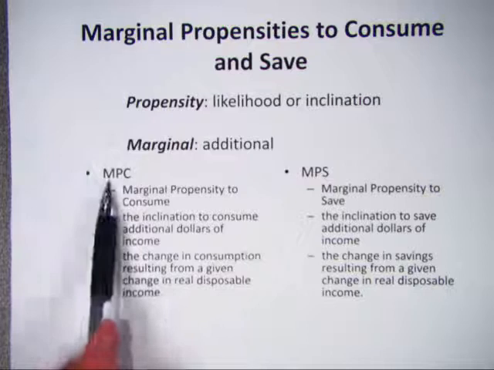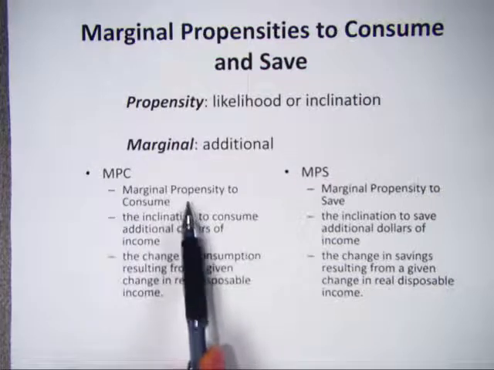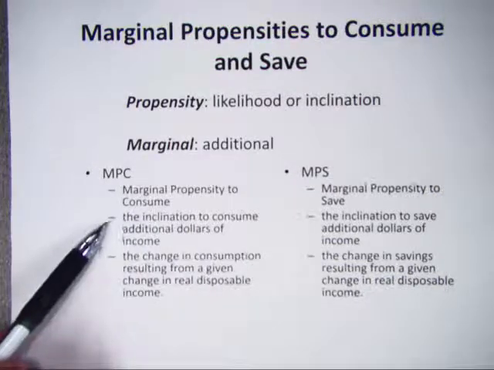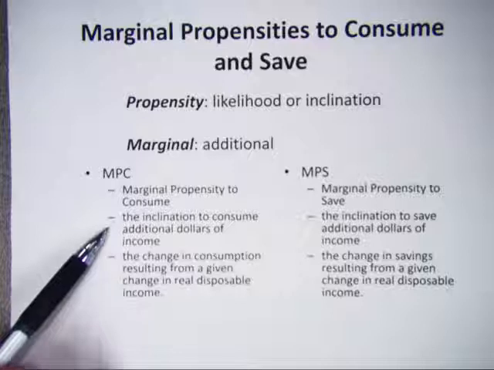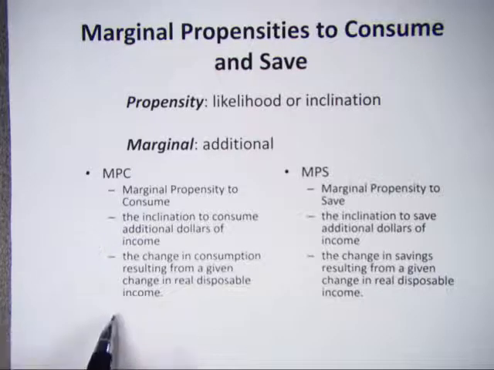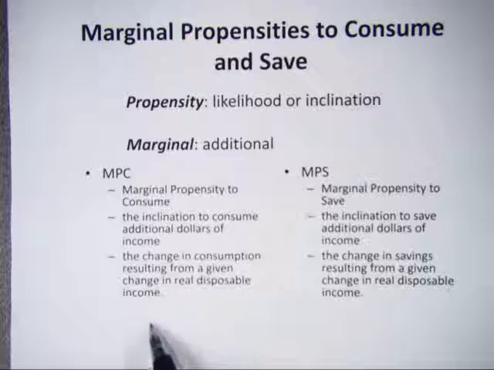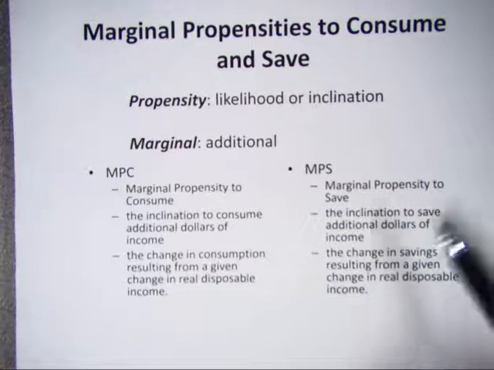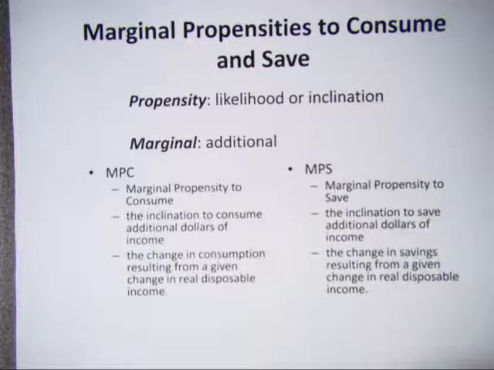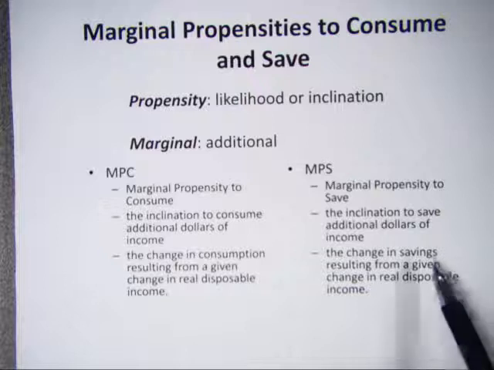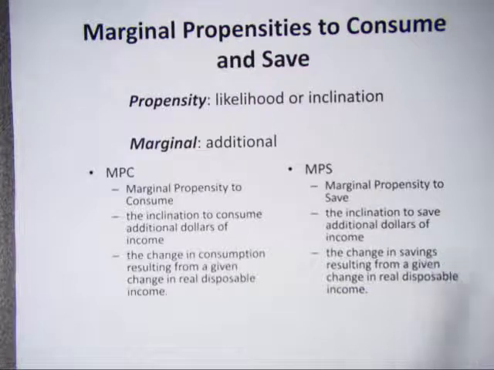So the MPC is the marginal propensity to consume. It again is the inclination or the likelihood to consume additional dollars of income. It is found by taking the change in consumption, dividing it by the change in real disposable income. The MPS is the marginal propensity to save. It again is the inclination or the likelihood to save additional dollars of income, and we find that by taking the change in savings and dividing it by the change in disposable income.